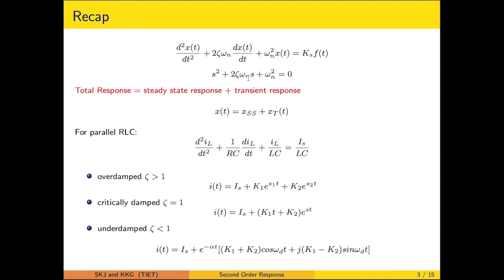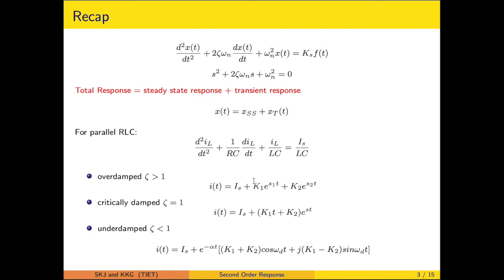In the standard form, the characteristic equation is written likewise, which is the same as has been obtained for the source free response. Now the total response consists of the steady state response and the transient response term. As an example, for the parallel RLC, the equation reduces to this. Depending on the damping term, the cases can be overdamped, critically damped or underdamped, and this will have a solution depending on the values of the K1, K2 coefficients.